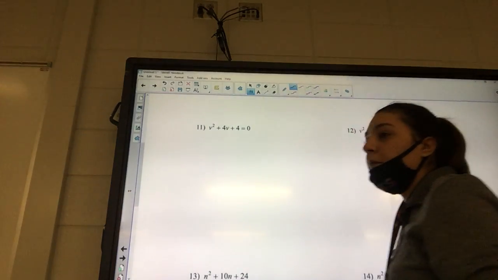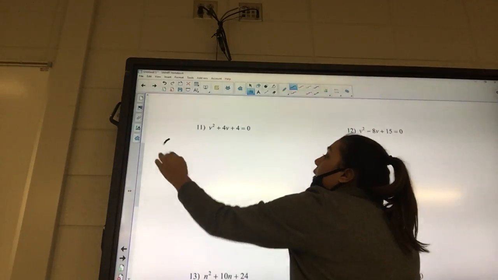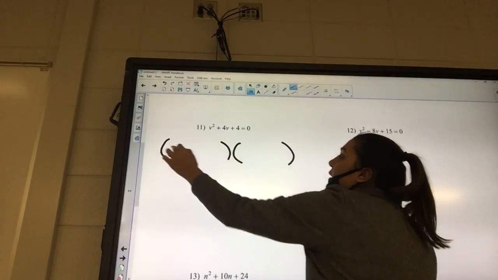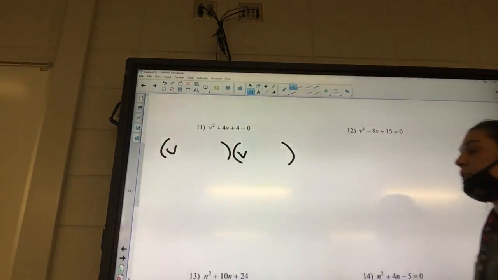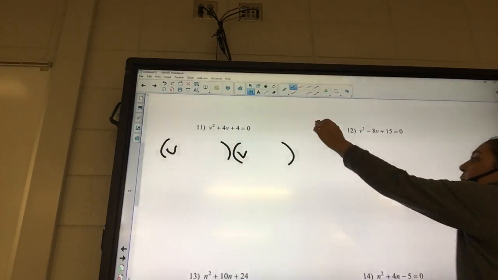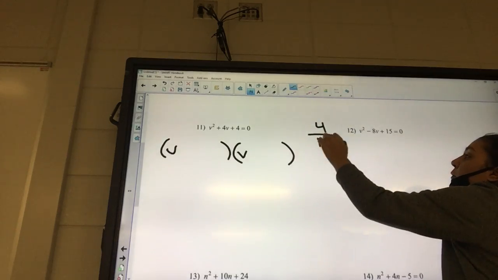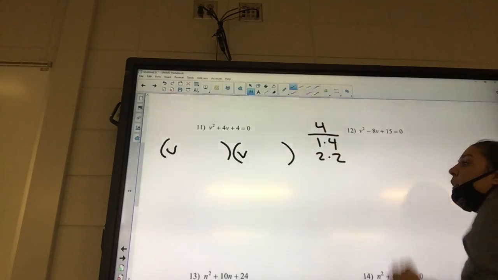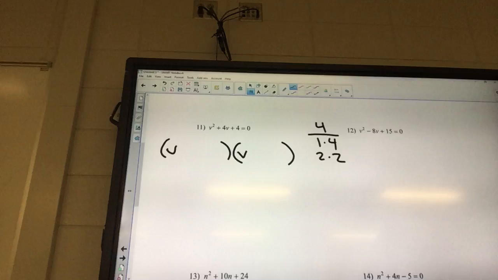What's the first thing we do? Draw the V, or the parentheses, and fill in the V. What are we finding the factors of? 4. What are some factors of 4? 1 and 4, and 2 and 2. That's it. I need something to add or subtract to give me the middle 4. 2 and 2. Why can I not use 1 and 4? Because then you'd either get 3 or 5.